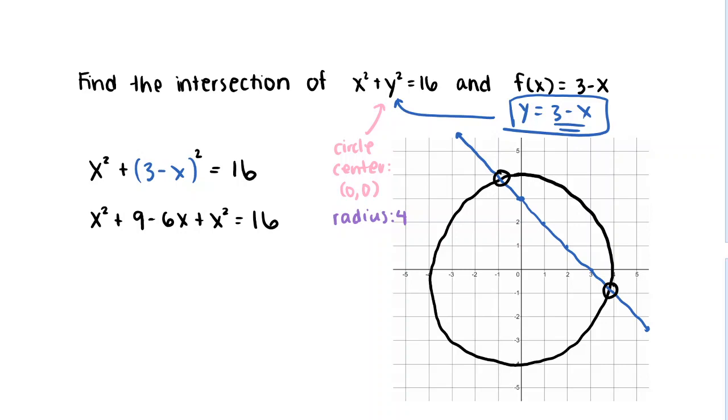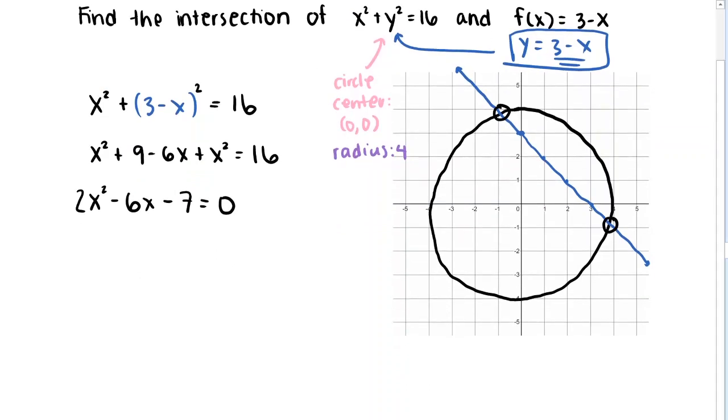And so I can combine like terms to get 2x squared minus 6x. If I subtract 16 from both sides, I would have minus 7 is equal to 0. And this doesn't quite factor so nicely. And so I'm going to go ahead and use the quadratic formula here to give us x is equal to negative b, so 6, plus or minus the square root of b squared. So b squared is 36 minus 4 times a times c, all divided by 2 times a, or in other words, 4.